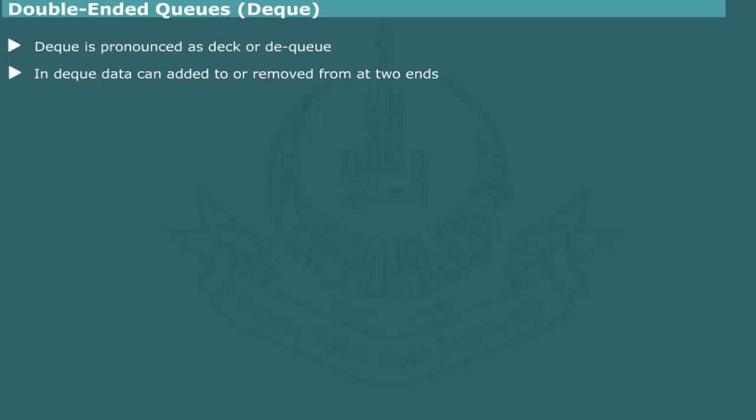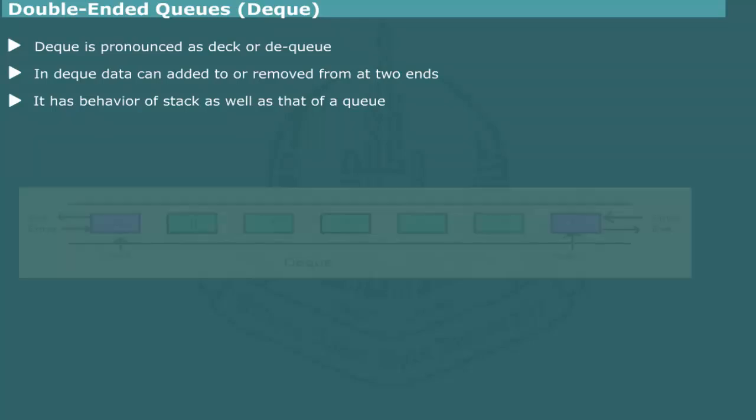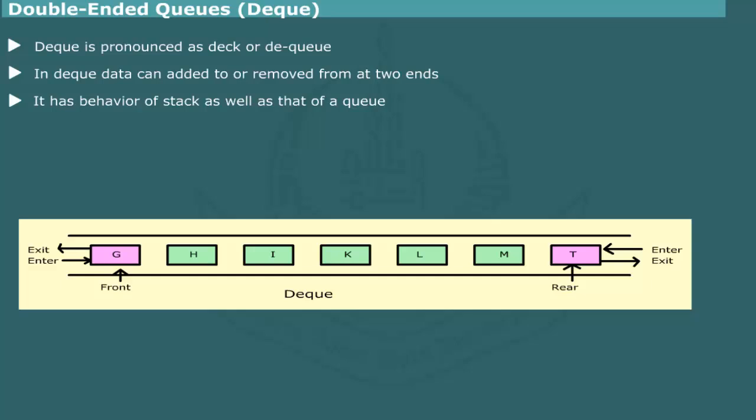Double-ended queue. An enhanced and more flexible version of queue is called DQ, which is pronounced as "deck" or "DQ". It is a collection of homogeneous data items in which data can be added to or removed from two ends. Thus, a DQ has the behavior of a stack as well as that of a queue. This figure shows an example of DQ.